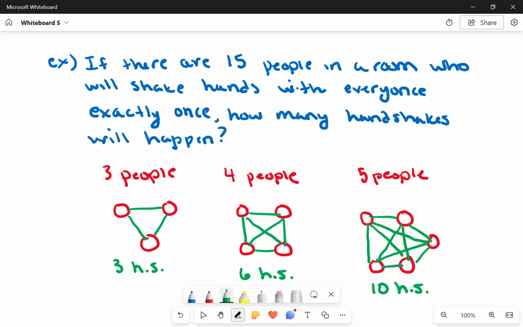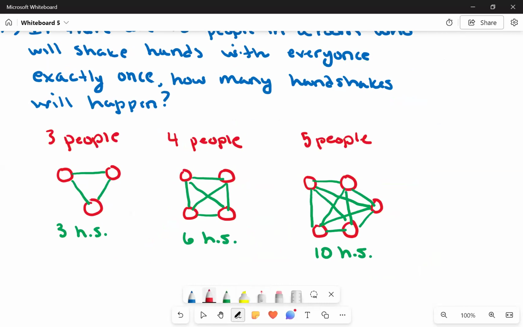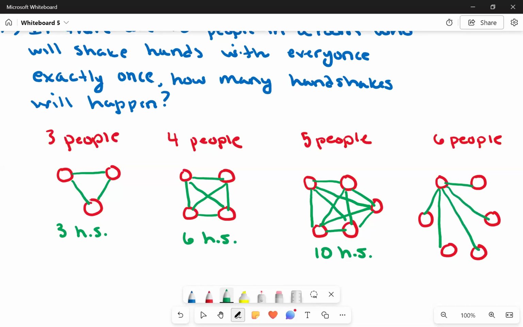Cool. Okay. Here, I'm just going to squeeze in one more on the side. 6 people. So we'll do this shape, which is called a hexagon. Kind of there. All right. Let's start with the top right person again, shaking everybody's hand. 1, 2, 3, 4, 5.